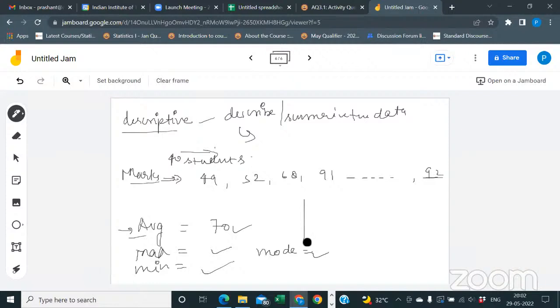You can also plot a bar chart, or any chart you like. You are summarizing the data, doing some graphical summary and some numerical summary of the data. This is descriptive statistics.